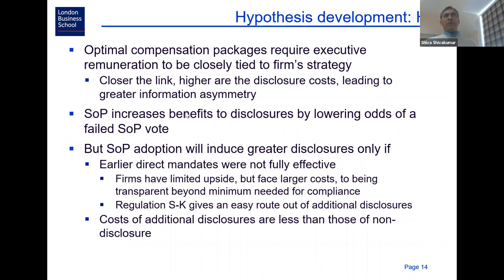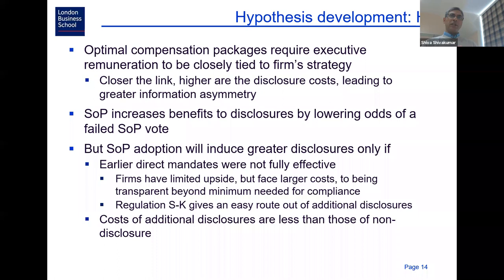Firms' optimal compensation packages are going to be closely tied to the firm's strategic decisions. But ironically, the closer the link between the strategy of the company and the compensation offered to the executives, the more costly it becomes to reveal all that information.